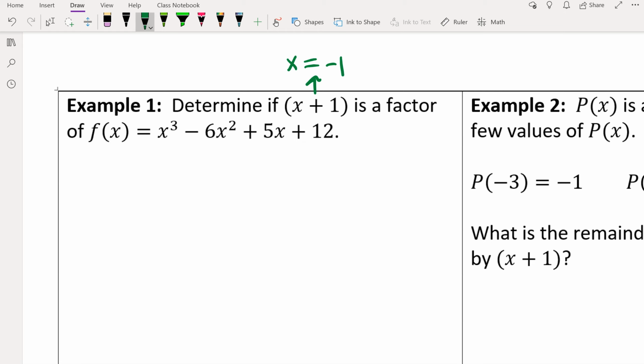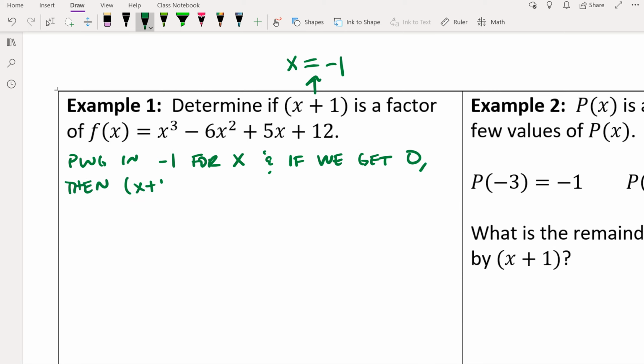So we are going to plug in -1 for x. And if we get 0, then x plus 1 is a factor. That's what our rules said. All right, so let's go ahead and do that. We're going to plug in 0, and I will do that in pink. Okay, or sorry, we're going to plug in -1 and see if we get 0.